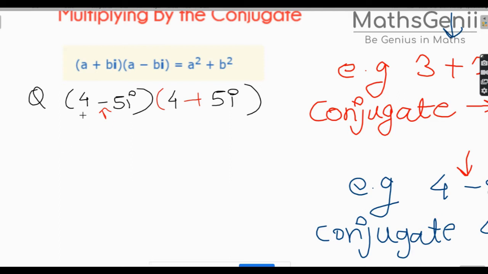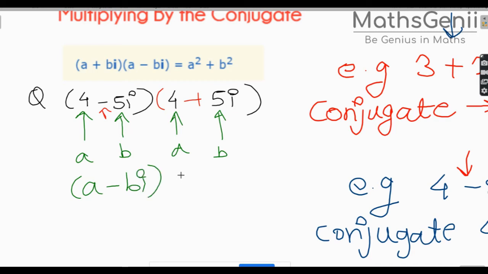A is 4. This is your a. What is your b? B is 5. This is a, this is b. Does it look like the formula a minus bi, a plus bi? Is it matching? Yes, it is matching. So therefore, what is the formula? A square plus b square.